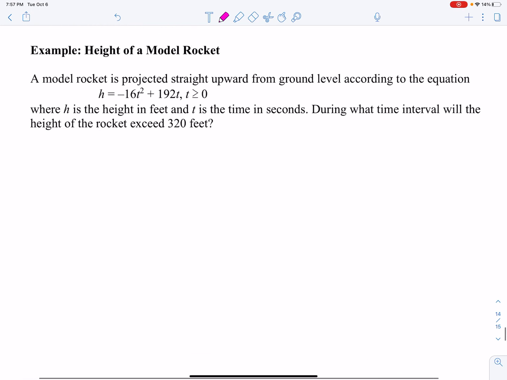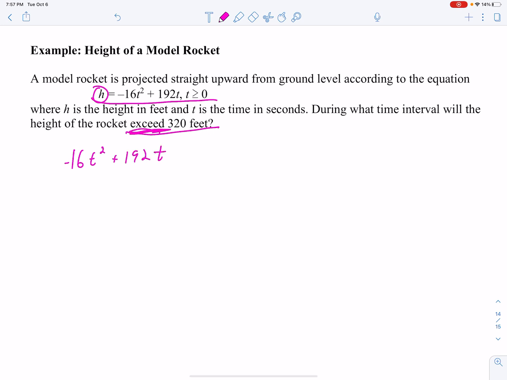Here's an example with an inequality. A model rocket is projected straight upward from ground level according to this equation, where h is the height in feet and t is the time in seconds. During what time interval will the height of the rocket exceed 320 feet? Exceed means greater than. So we're going to say this function, negative 16t squared plus 192t, exceeds, in other words is greater than, 320 feet.